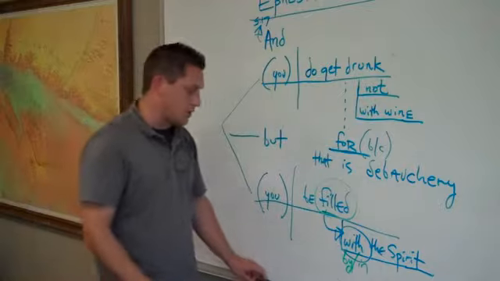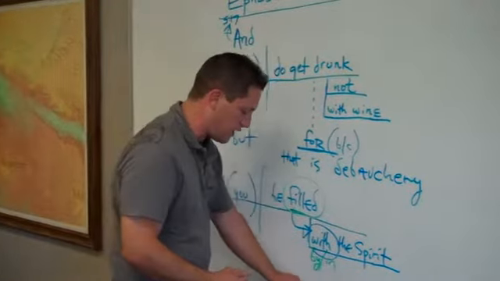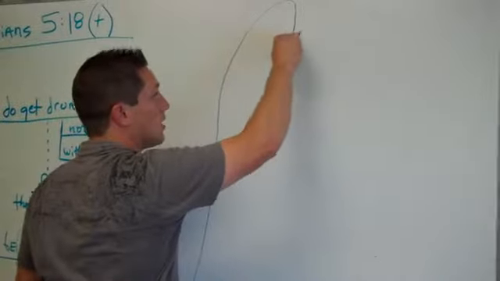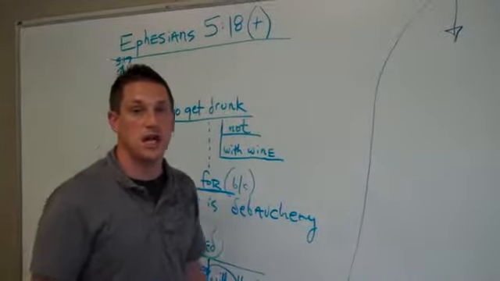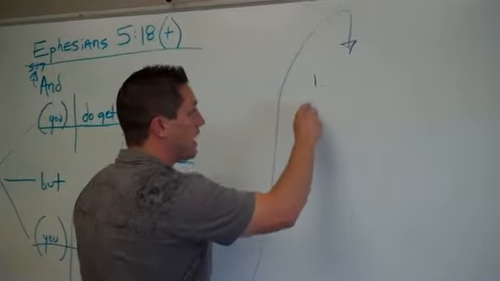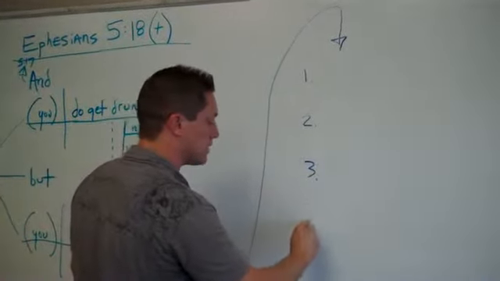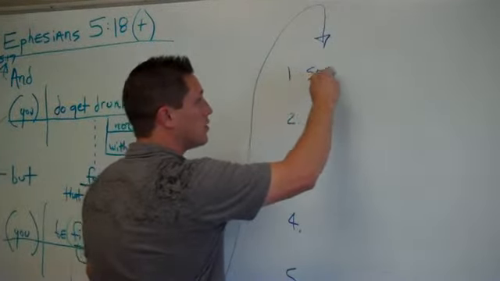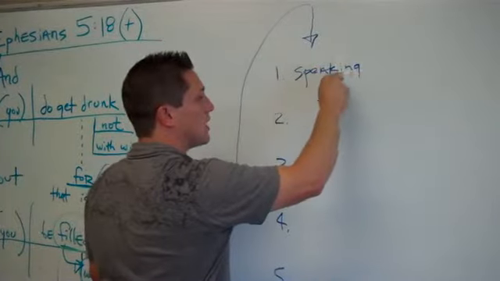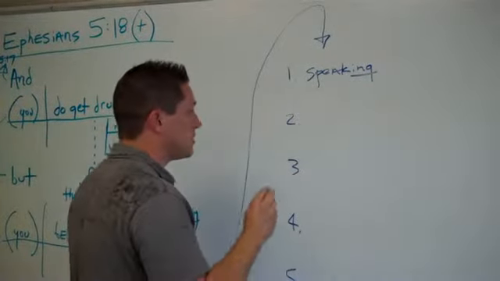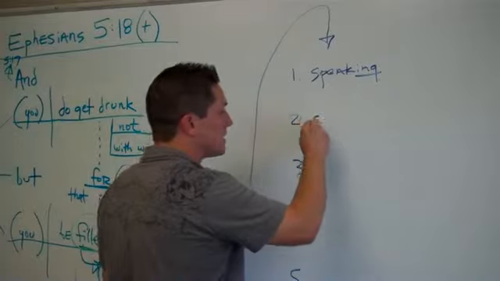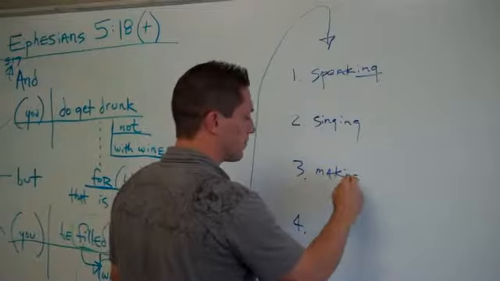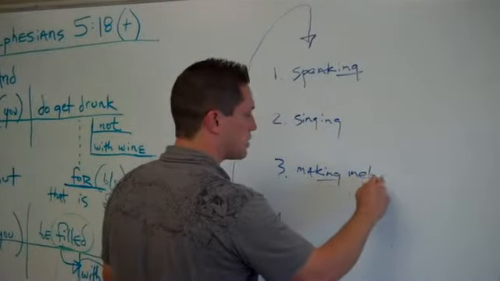One of the other things I want you to notice, particularly if you're reading from an ESV, and I'm going to draw this way over here, is that in verses 19, 20, and 21, you have five statements where he says, speaking to one another in psalms, hymns, and spiritual songs, singing and making melody in your hearts to the Lord.